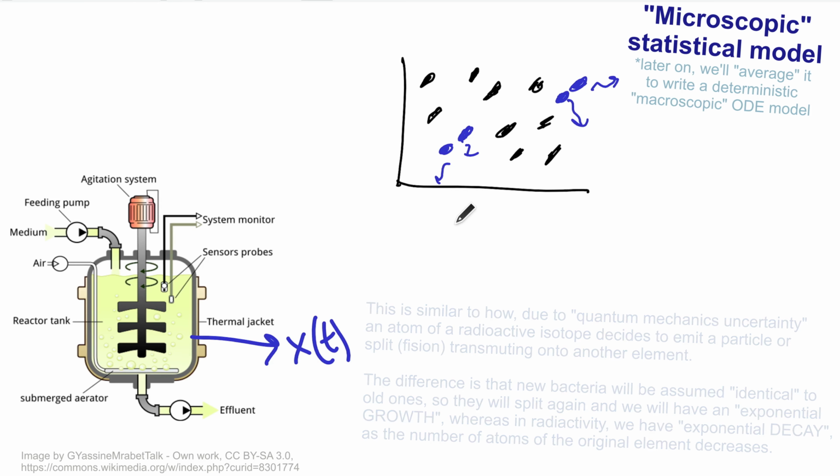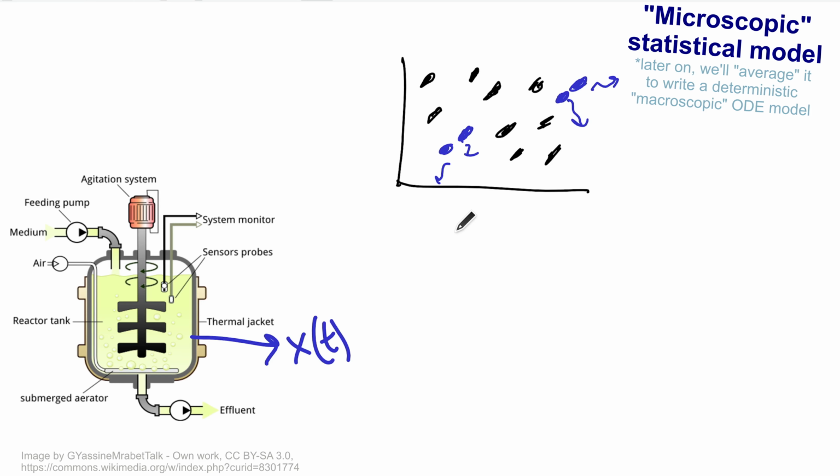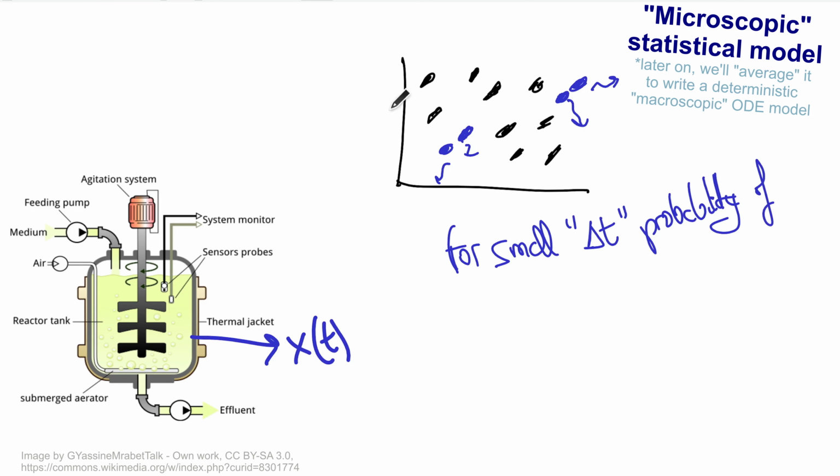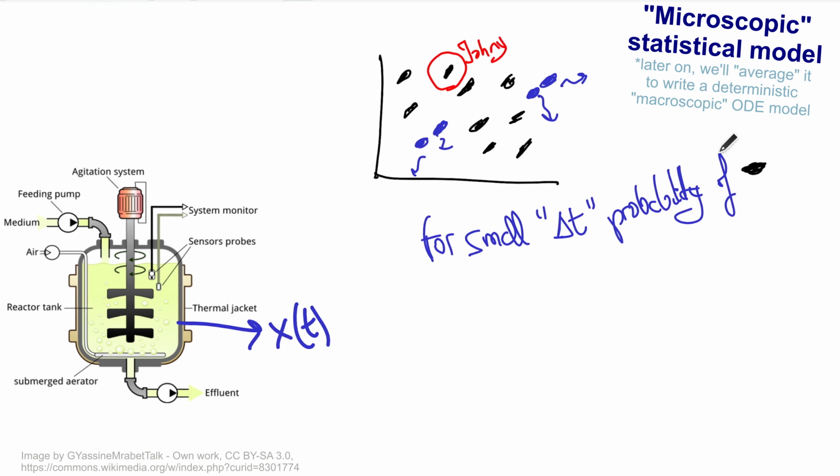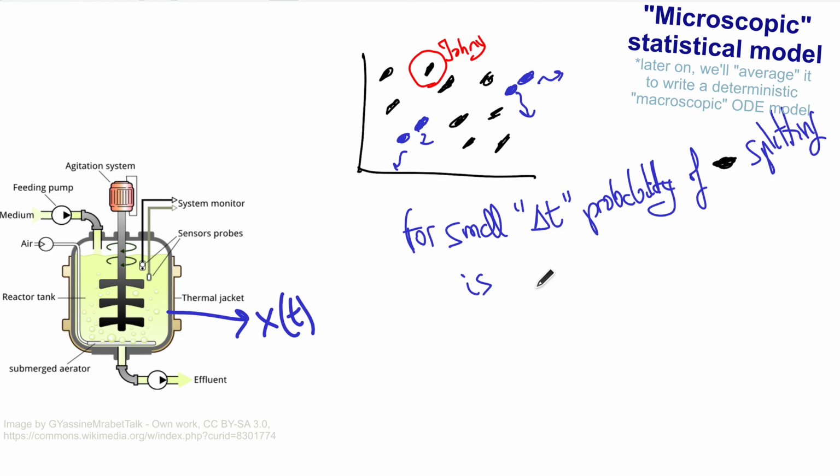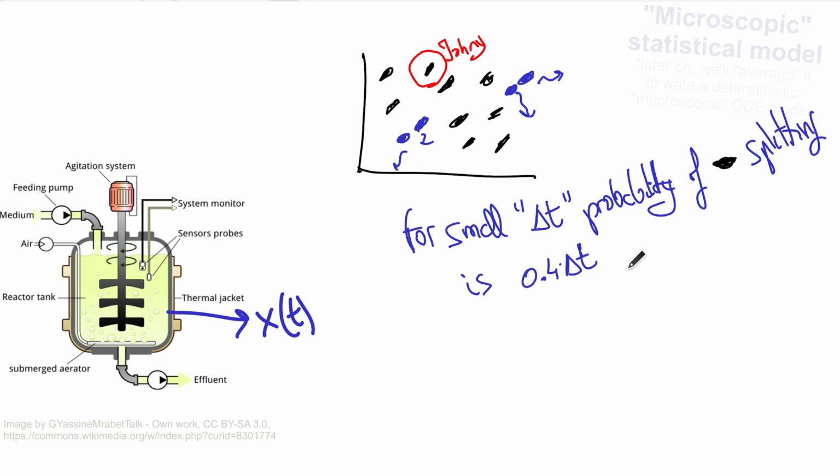We will assume that there is an underlying statistical model, in the sense that for a small increment of time, the probability of a given cell, say this one, this is Johnny, the probability of Johnny splitting in two is proportional to the time span, let's say a times delta t. What do we mean with this?